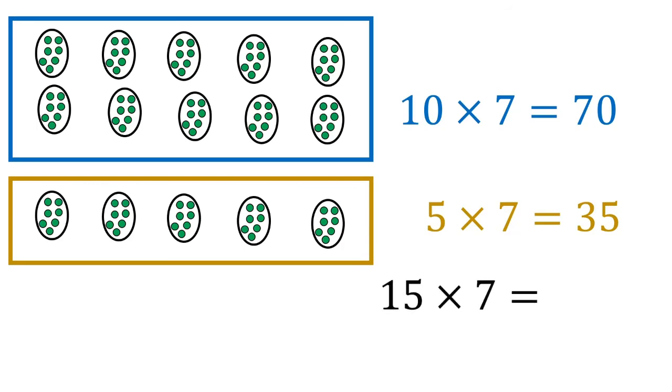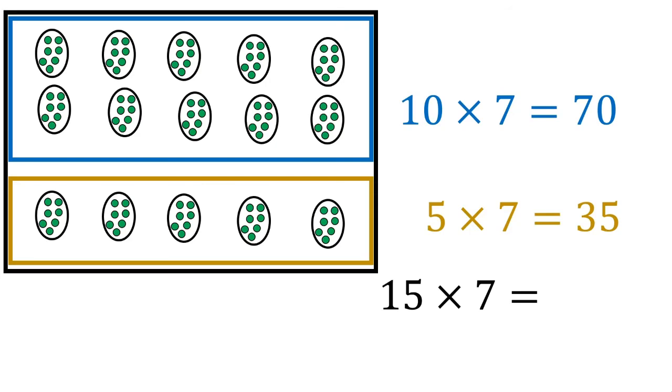I could use those two things together to find 15 lots of 7, because there, in the 10 times 7 and the 5 times 7, we have got in total 15 lots of 7. So surely all I need to do to find 15 lots of 7 is take the 70 in the blue box and take the 35 in the yellow box, put them together, add them up, and find that 15 times 7 is 70 plus 35, or 105.